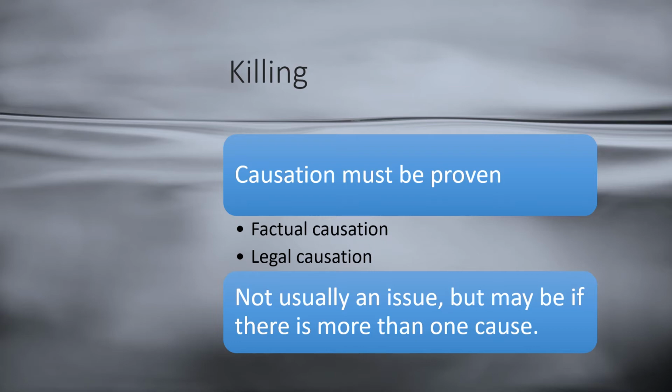Another point of killing then is that causation must be proven. Now this is not usually an issue, but there may be if there's more than one cause. So we need to always prove factual causation, legal causation, and also consider whether there is any new and intervening act.